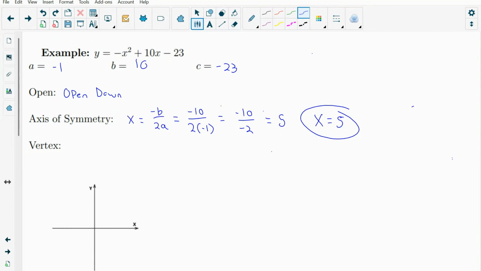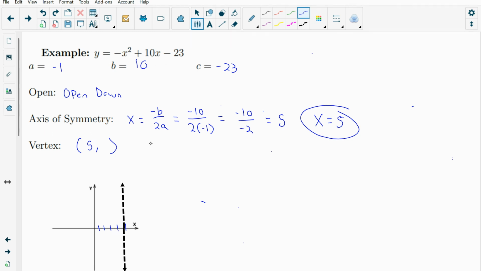Okay? And I'm actually going to graph that into my graph here. 1, 2, 3, 4, 5. And I'm going to make a dashed line at about x equals 5. I kind of missed there. Okay, so now with my vertex, remember, my x value stays the same. So I've got 5, and I'm going to have to calculate my y value.